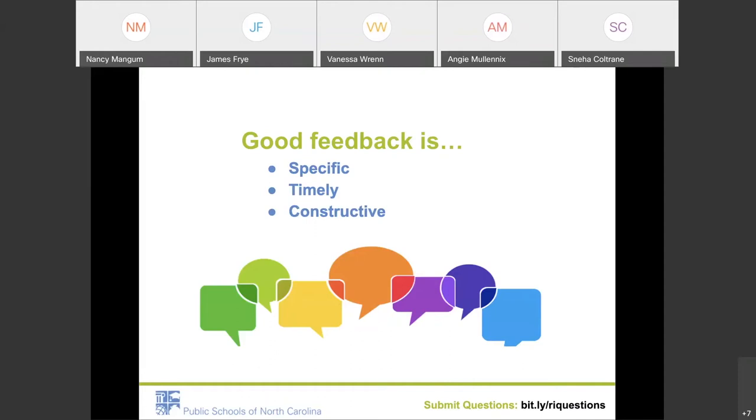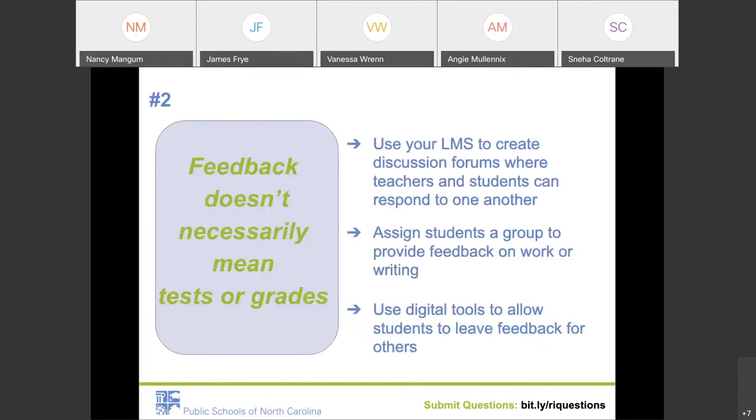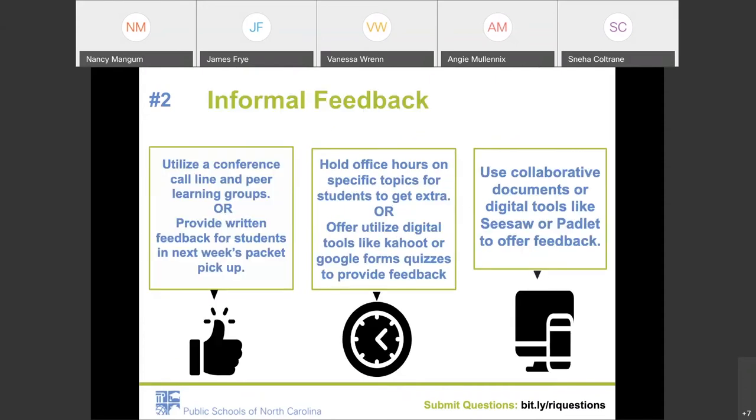Using our LMS for discussion forums for our older students, we can give feedback to students, but students can also get feedback from one another. I think that's one of the things that many students have missed the most during this: the feedback, socialization, and collaboration they get from their peers. But also using digital tools. On the next slide, there are just a few examples of both digital as well as offline ways that we can provide that informal feedback.